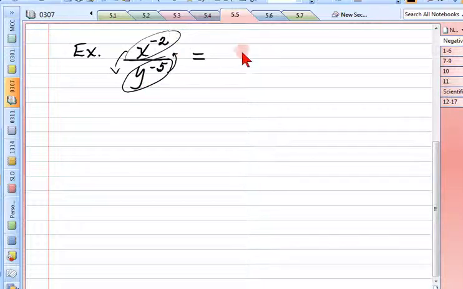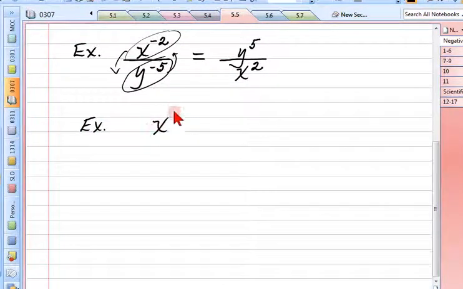What does this become? y to the positive 5 over x to the positive 2. Now, I could prove that with some long work, but I'm not going to do it. I'm going to ask you to recognize, or just believe me, actually, that a base with a negative exponent that's in the top needs to go to the bottom. A base with a negative exponent that's in the bottom needs to go to the top. Okay? Sometimes, one last one, if you had, say, x to the third, y to the negative 8.